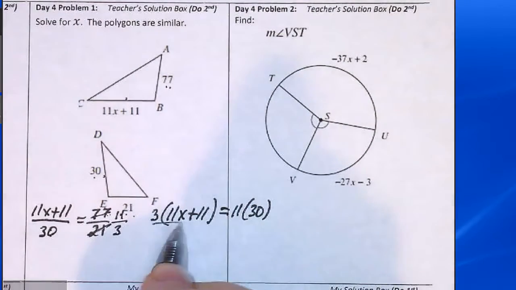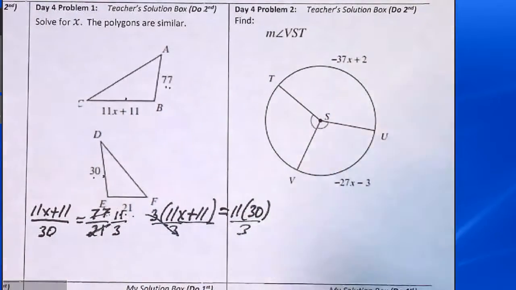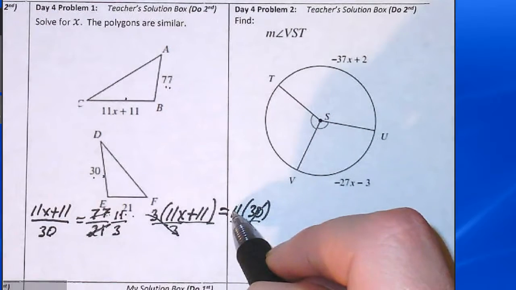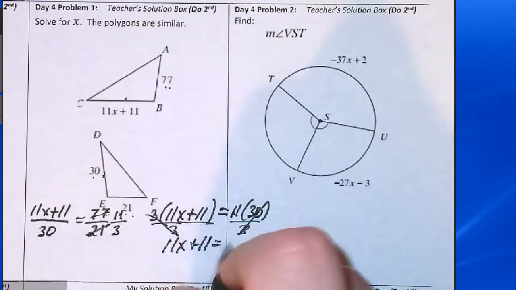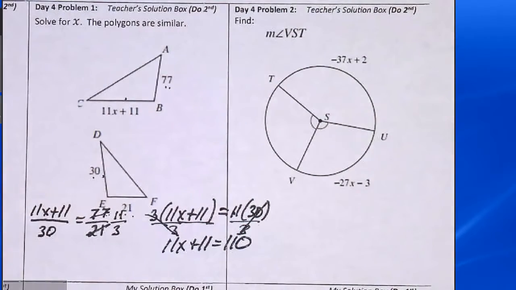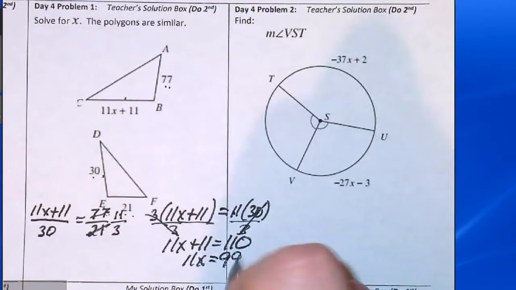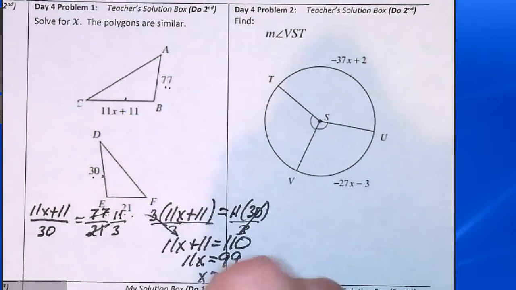Let's divide both sides by 3. These 3's cross out, and over here 30 divided by 3 makes 10, and 10 times 11 is 110. So we have 11x plus 11 is equal to 110. Then we can subtract 11 from both sides. So we get 11x equals 99. And finally divide both sides by 11, and we get x equals 9.